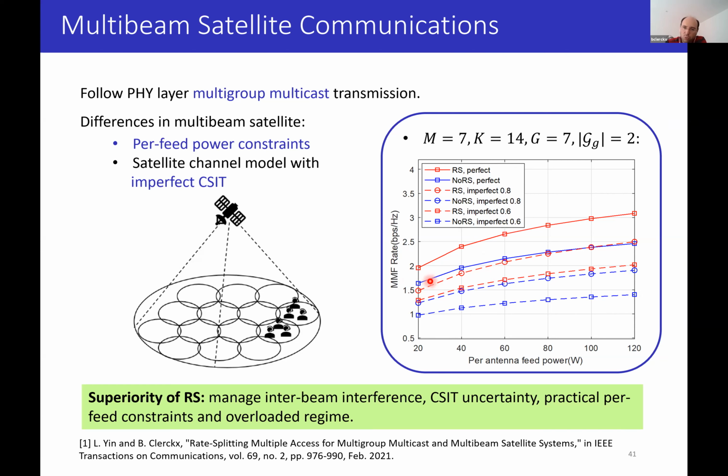And you have this with perfect CSIT, those are the plain lines, and with imperfect CSIT with the dashed lines. And so here, rate splitting manages the inter-beam interference more accurately, manages the interference coming from the imperfect CSIT, and also copes with the specific constraints that you have in satellite, which have very tight constraints in terms of power allocation and power use per feed.